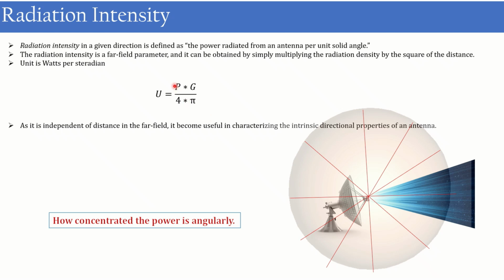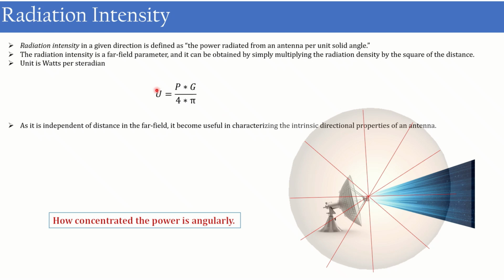The difference between the radiation power density and the radiation intensity is that in the radiation power density, we are considering the spatial distribution. So there is a factor r square here in radiation power density. But in case of radiation intensity, we are considering the angular distribution. So this is the solid angle. If we have an antenna located at the center of a sphere, what we are considering is how the power is distributed in each solid angle. So instead of the spatial distribution, we are considering the angular distribution.